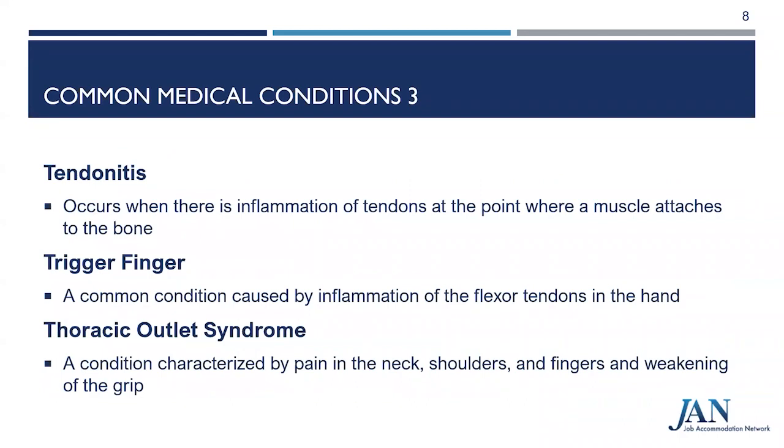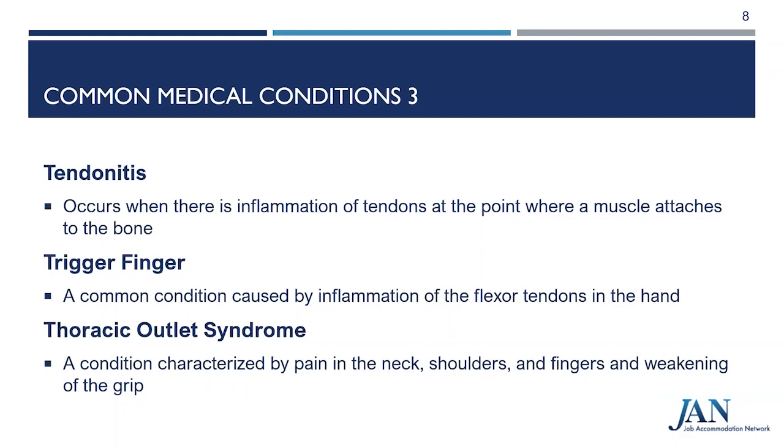Tendonitis occurs when there is inflammation of tendons at the point where a muscle attaches to the bone. It causes pain and pressure on the outside of the joints. Weakness and decreased range of motion can also be experienced. Tendonitis is common in the shoulders, elbows, and wrists, which can result in fine motor limitations.